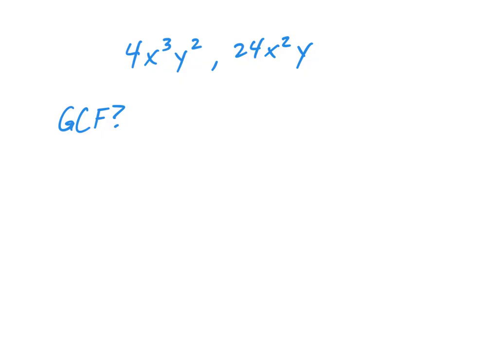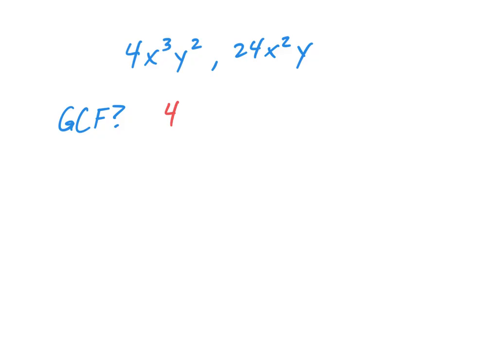The first thing we're going to look at is what's the highest thing that goes into both 4 and 24. Well, 1 goes into everything, right? 2 goes into both of those, okay? But 4 is the one that we want, because 4 is the highest number that goes into both 24 and 4. So the first thing we would say here is 4. Okay, when we look at a term, the coefficient, GCF.